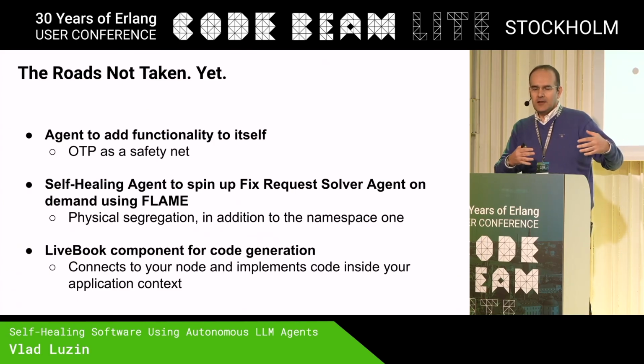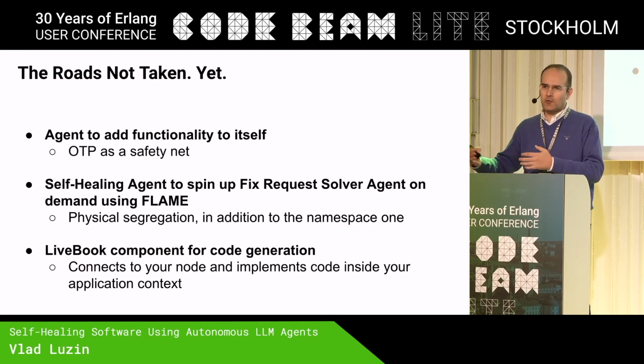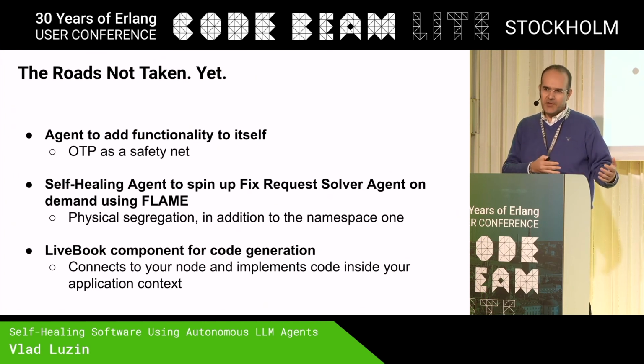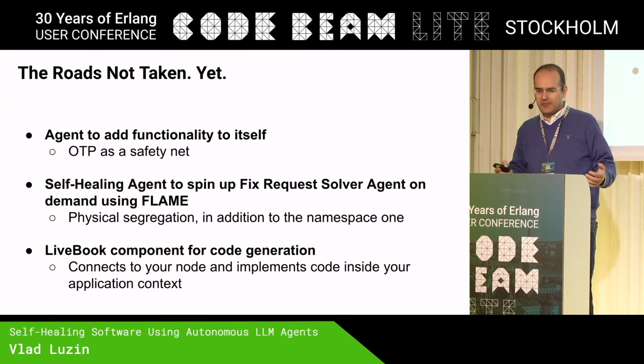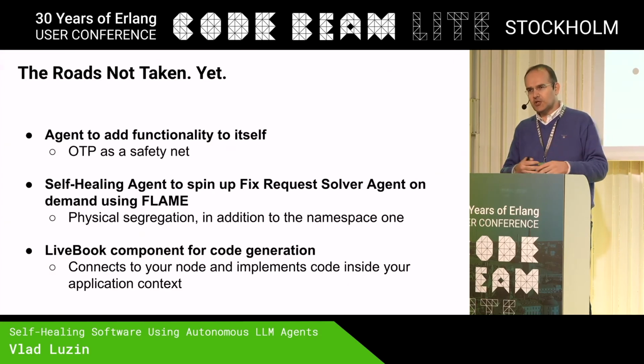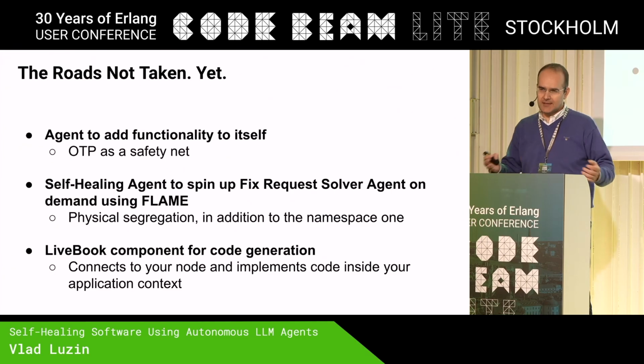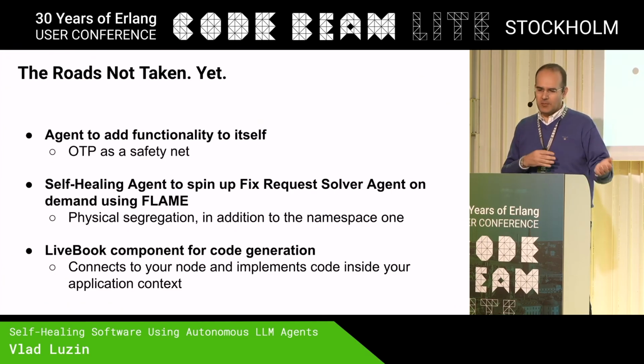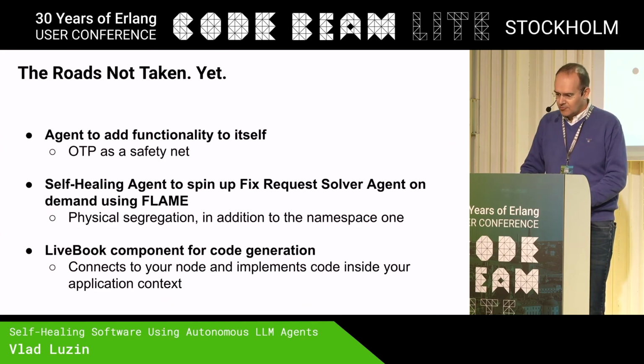We have a multi-agent system, right? And we have one agent that catches the error, and then it asks other agents to perform fixes, and preferably in a different environment. So here we can use Flame to actually spin up fix request solver agents and have a segregation, not just in the namespace, but also physical segregation. And then the fix will be communicated to the self-healing agent that will apply the solution at runtime.